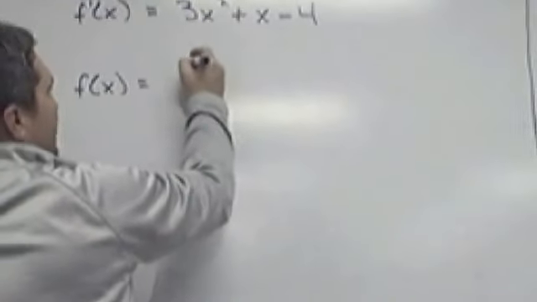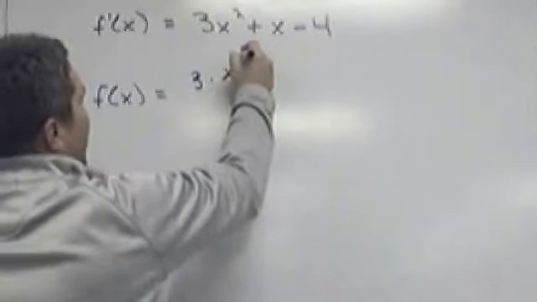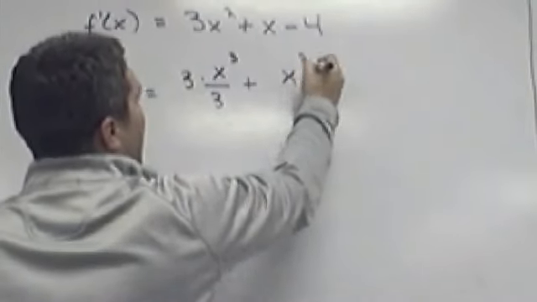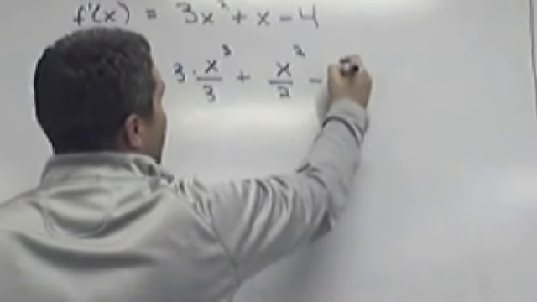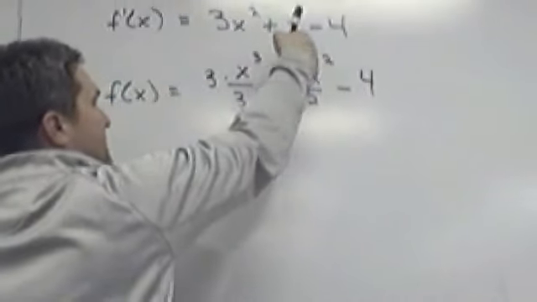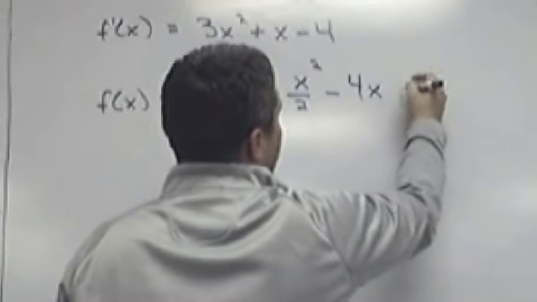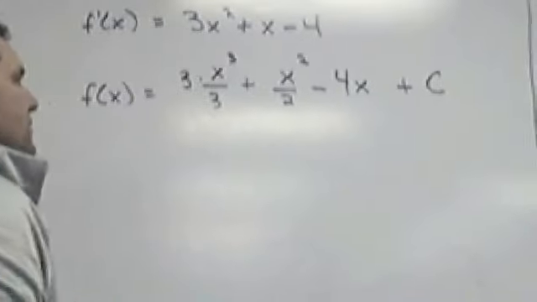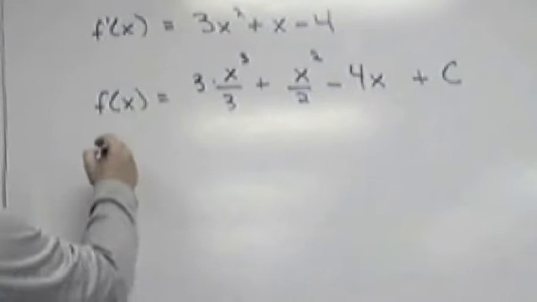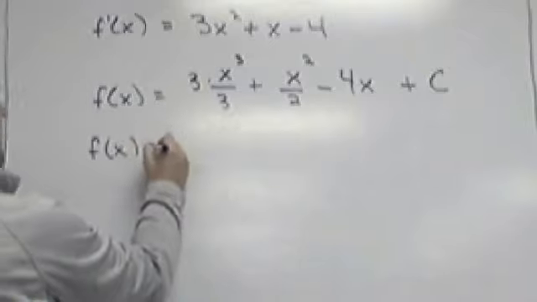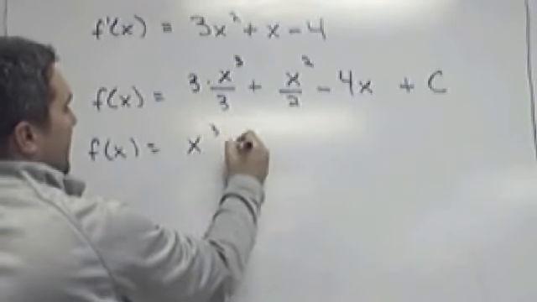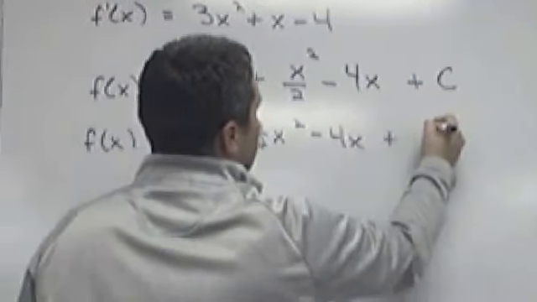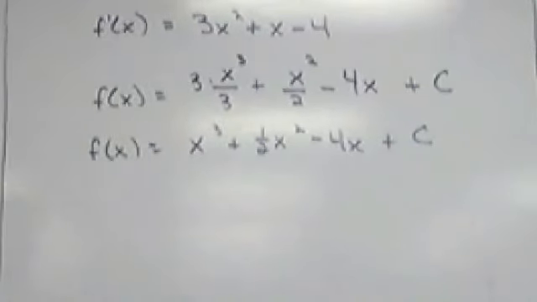Okay? So we do this, and we get 3 times x cubed over 3 plus x squared over 2 minus the antiderivative of each one of these, because it's plus and minus. The antiderivative of 4 is 4x, because it's with respect to x, and plus this constant of integration. So what we're going to get is f of x equals x cubed plus 1/2 x squared minus 4x plus c. That is the general equation.